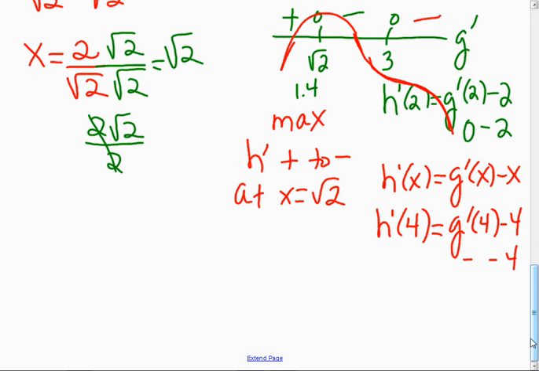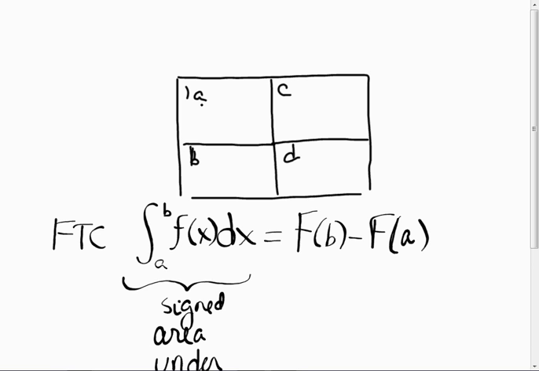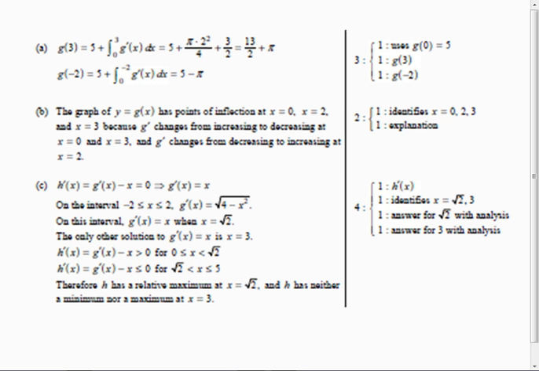Okay, shall we see if I got it right? I haven't done this problem for 2 years. No, I probably did it last year. Okay.